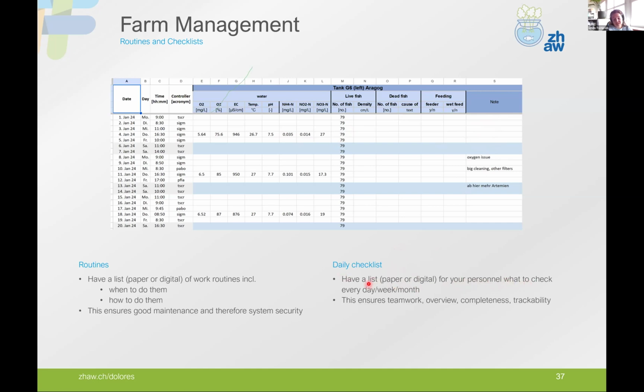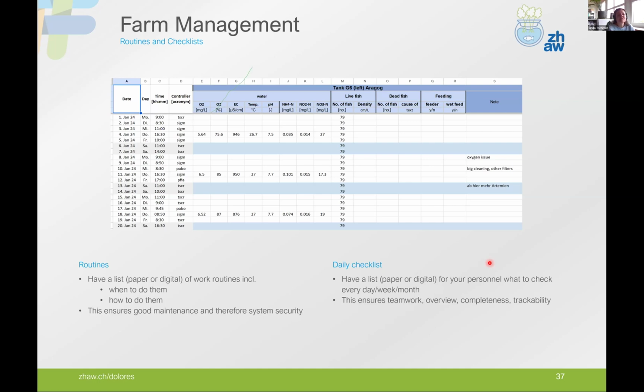There are things that need checking only every week. You see that water parameter we measure only once a week. And there are things you only need to do once a month or once a year, like maintenance. But if you have a system where several people work, this ensures good teamwork. This ensures that everybody has an overview of what happened with the system in the last few days. And this is what makes problems trackable, preventable and traceable.